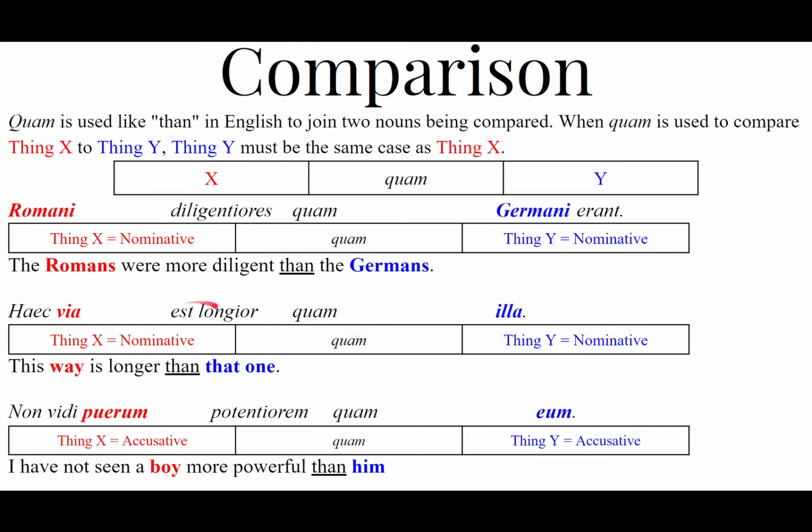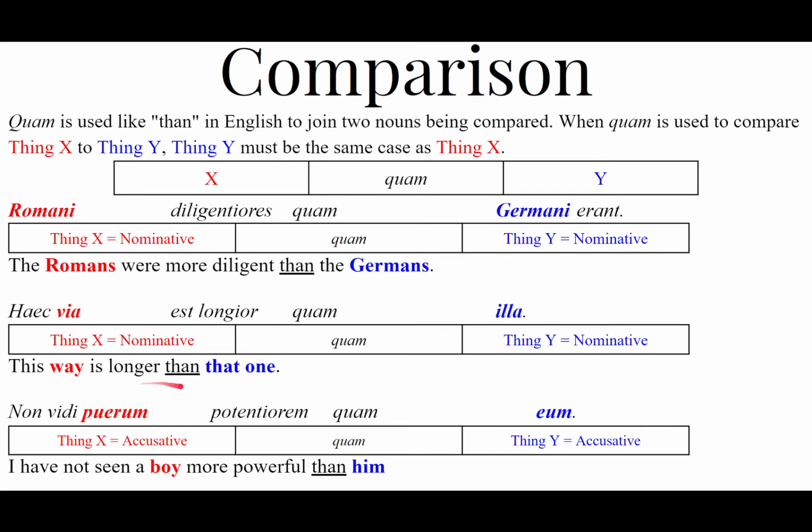Haec via est longior quam illa. Haec via, this way, this road, est longior. Via is nominative singular feminine, longior, nominative singular feminine, the comparative of longus, longa, longum. There's quam, then thing Y. Thing X is nominative, thing Y also nominative case. Illa, that road over there, yonder, as opposed to this one, hic, haec, hoc, right here.